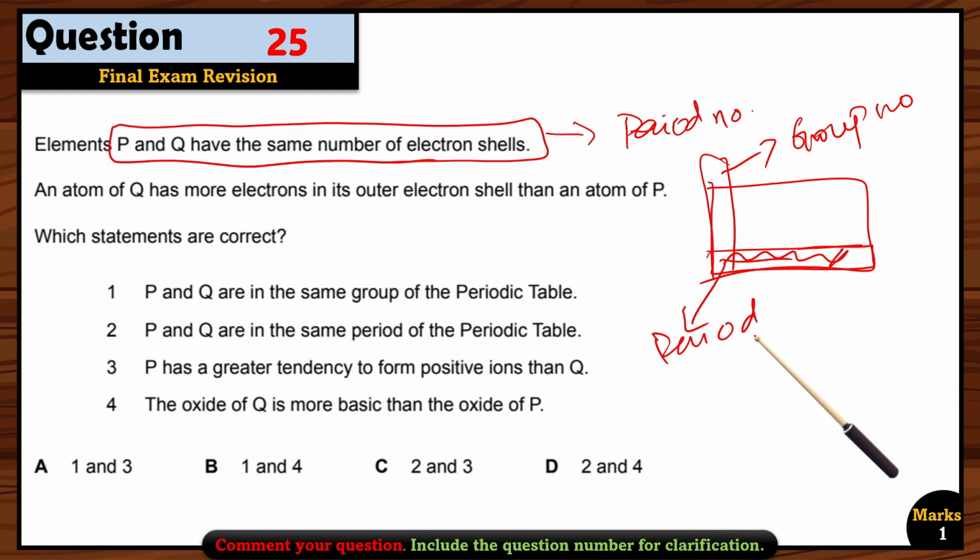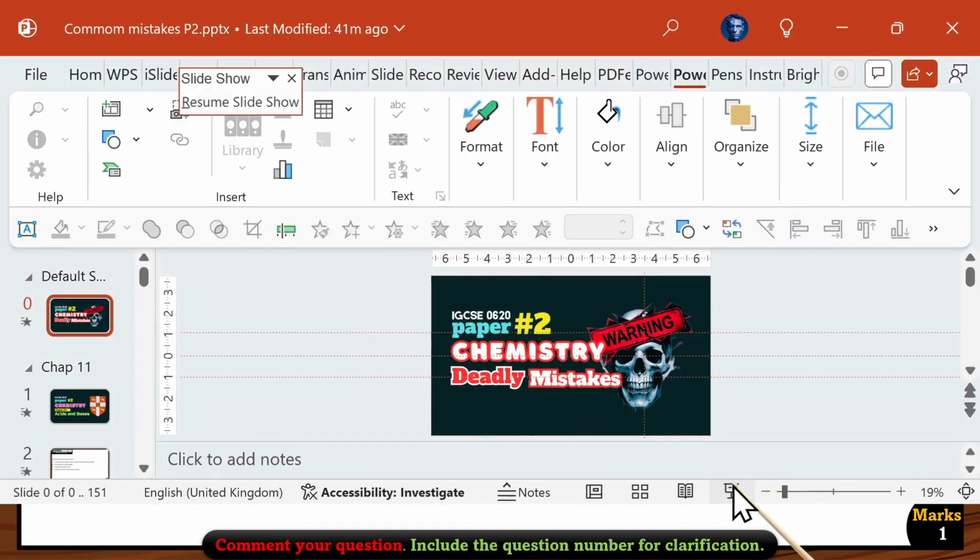So period numbers tell you the number of electron shells, whereas group number tells you how many electrons are present in the last shell. If any element belongs to group 1, for example, it means in its last shell we have only 1 electron. Okay, so P and Q belong to the same period number, according to this information.